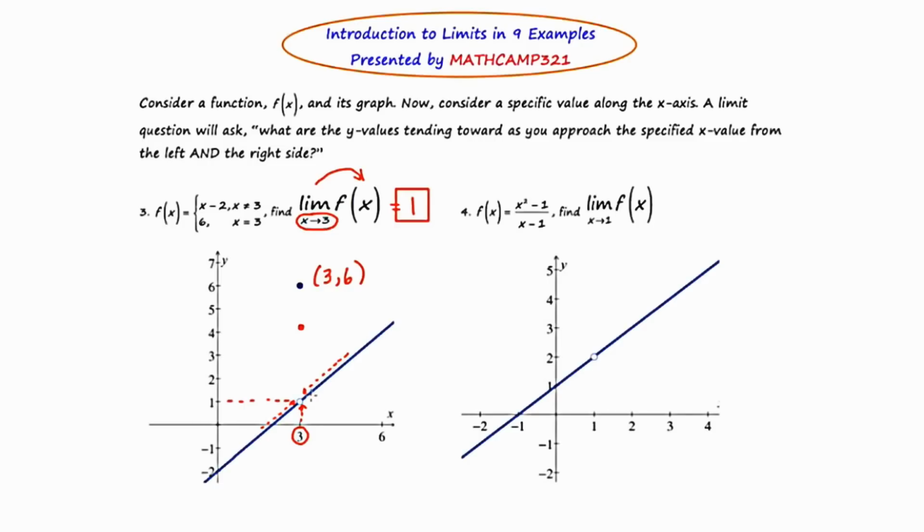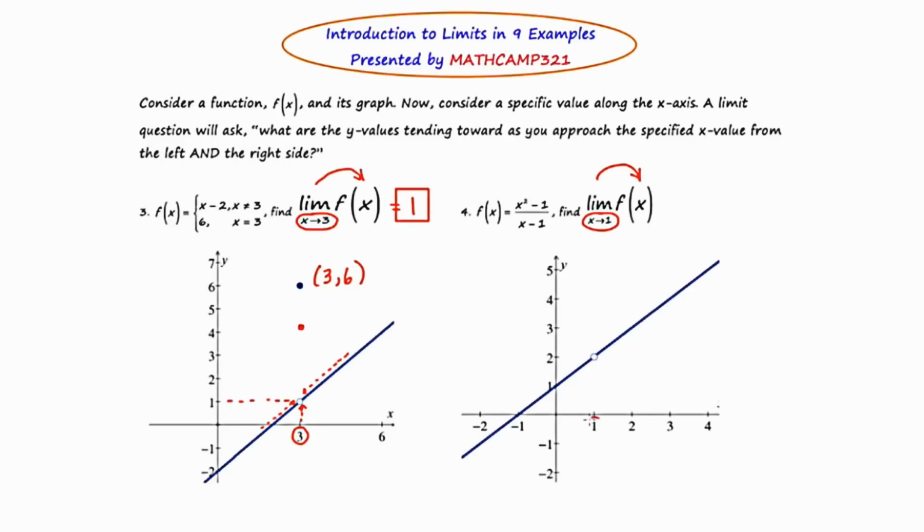In number 4, f of x is a rational function. It's x squared minus 1 over x minus 1. If you factor the top using difference of two squares, it cancels with the bottom and you end up getting a line that has a hole in it. The specific question says, find the limit of this line with a hole in it, the limit of f of x as x approaches 1. So x approaching 1, this little statement here reveals to us where along the x-axis we need to look.